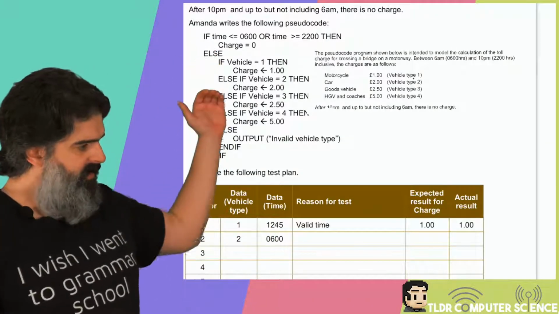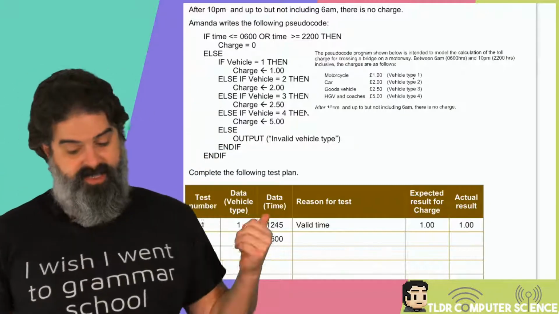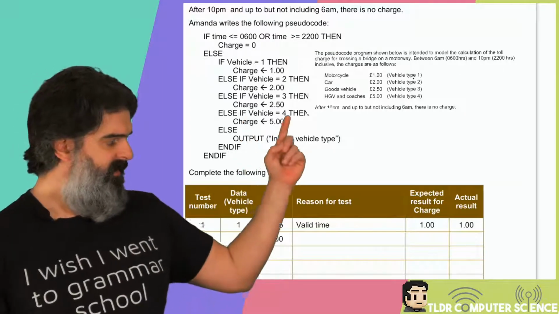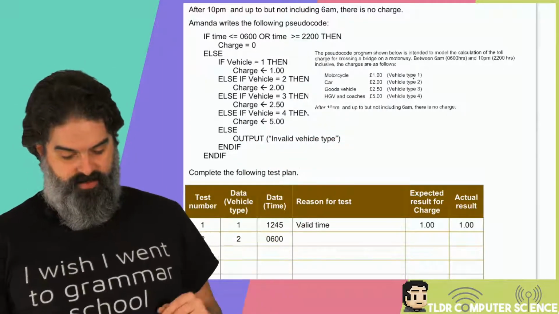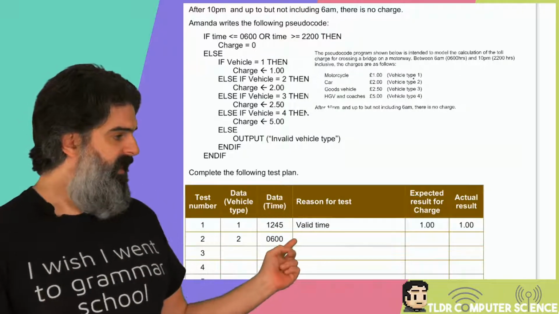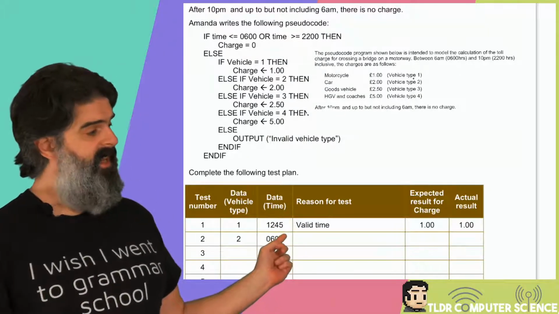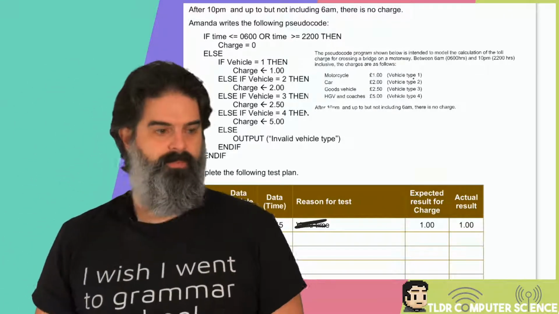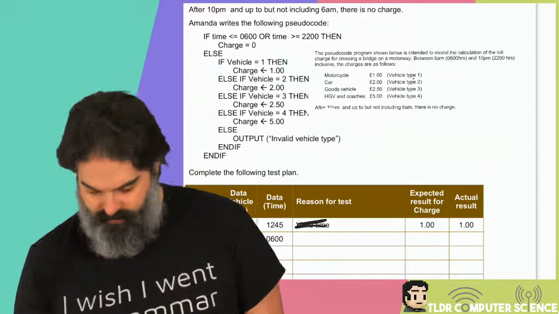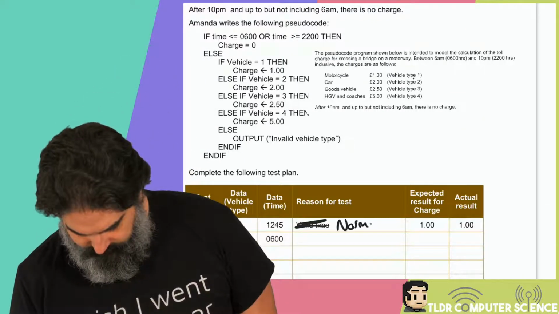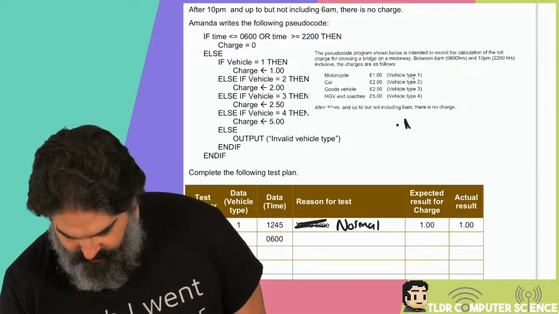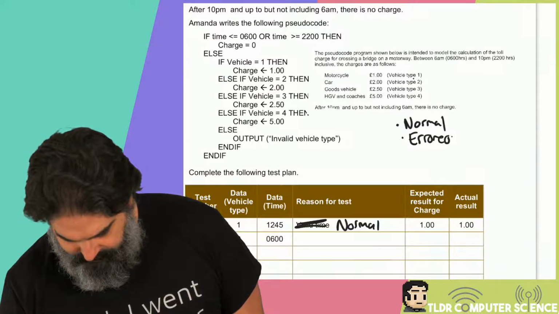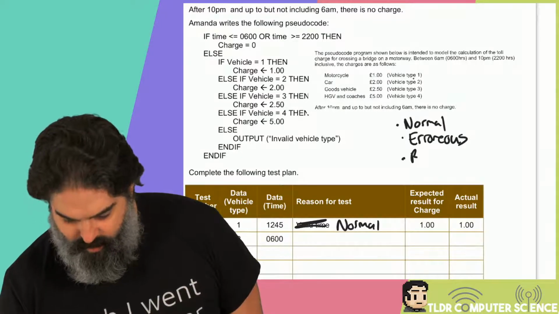We're looking at this algorithm, and we need to figure out how to test it. So test number 1, vehicle type number 1. I'm testing vehicle 1, which is a motorcycle. I'm testing at 12:45, so that's between 6 a.m. and 10 p.m. It's a valid time. In fact, we should say normal. Because remember, there are 3 types: normal, erroneous, and borderline or boundary.